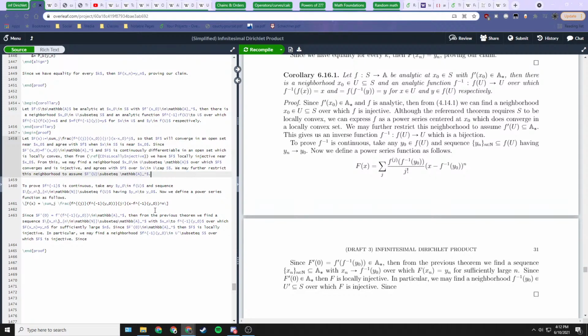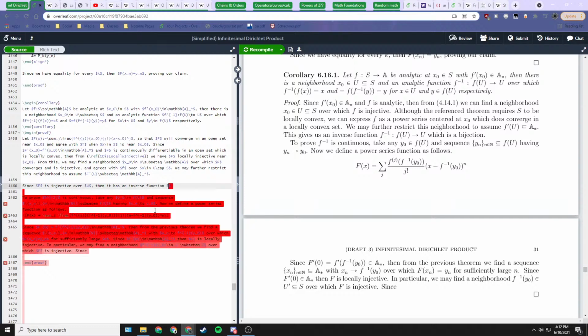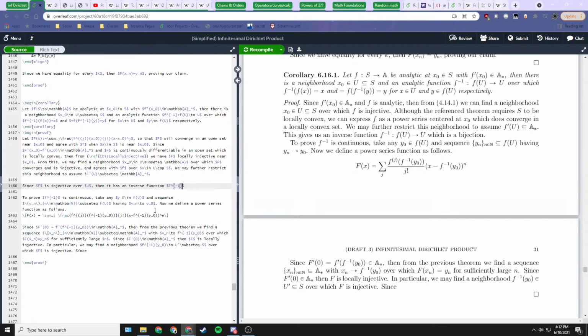Actually, since f is injective over U, then it has an inverse function, f inverse, which maps f of U, actually capital F of U, to U.